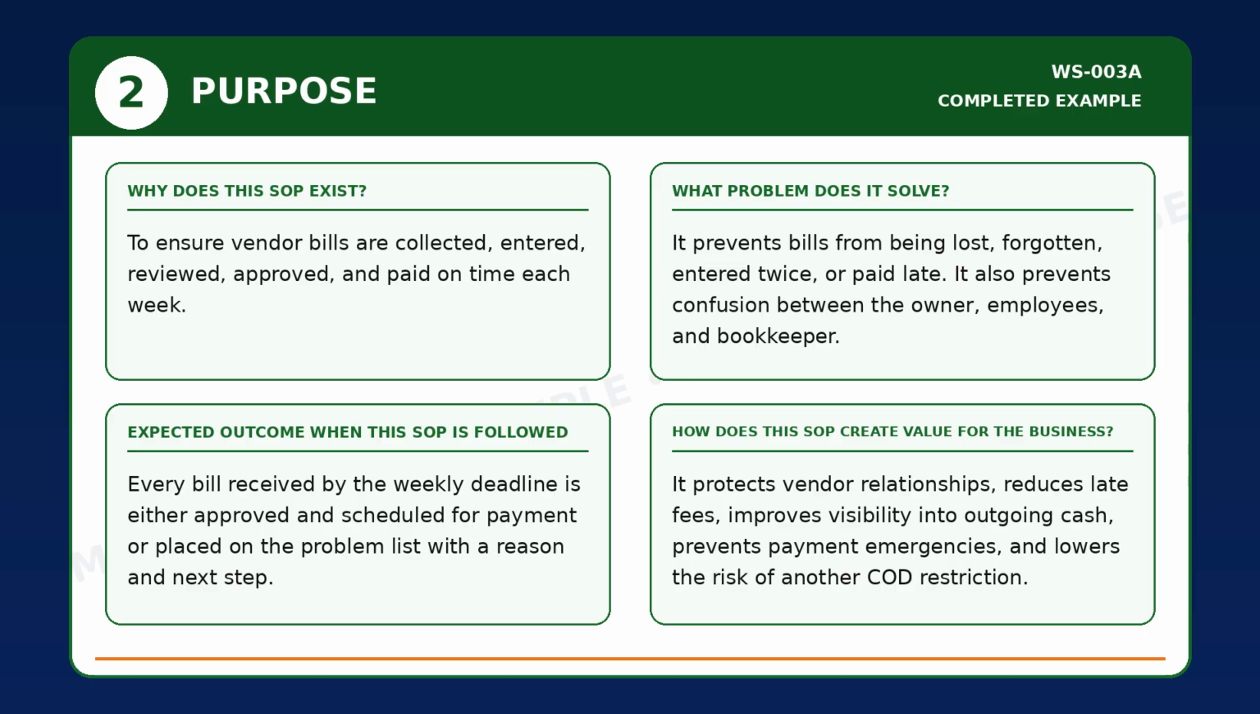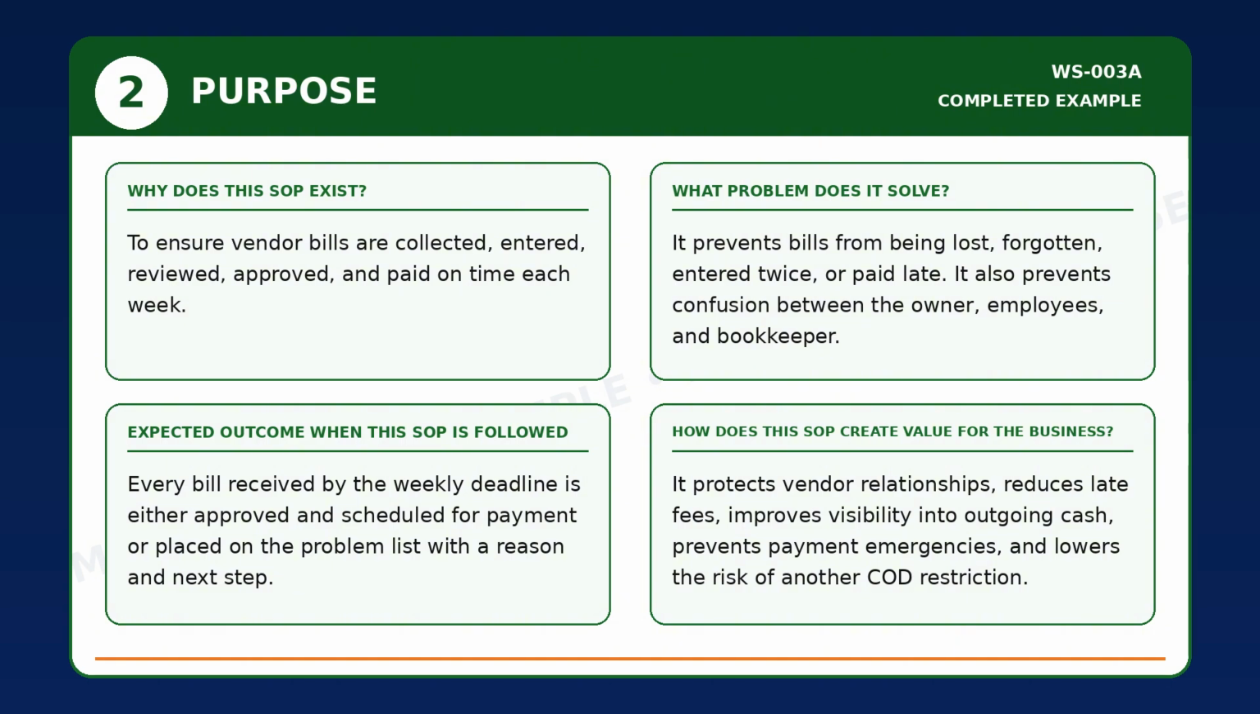To make sure vendor bills are collected, entered, reviewed, approved, and paid on time every single week. What problem does it solve? It prevents bills from getting lost, forgotten, entered twice, or paid late. It also prevents confusion between the owner, the employees, and you, the bookkeeper. What should happen when the SOP is followed?